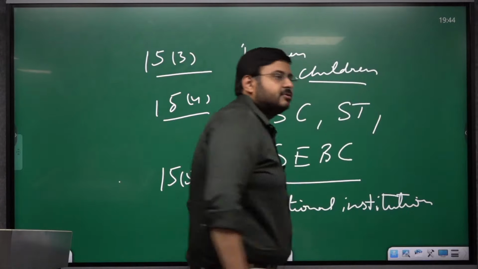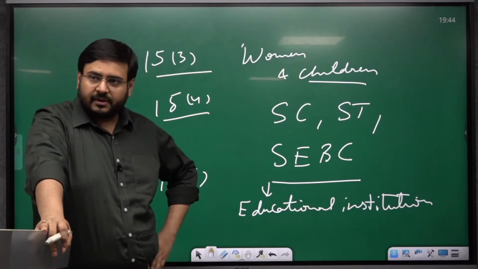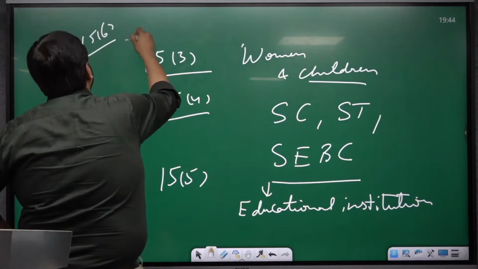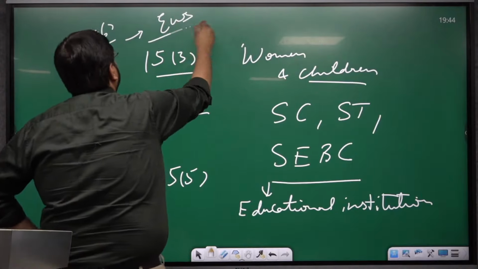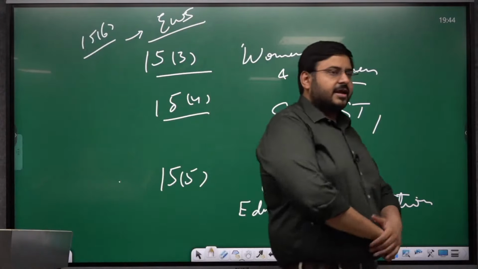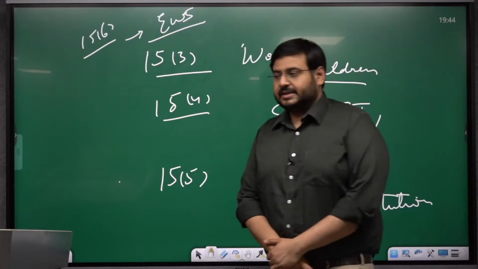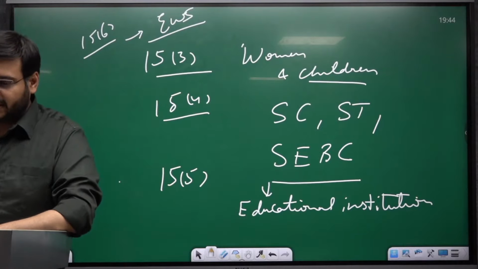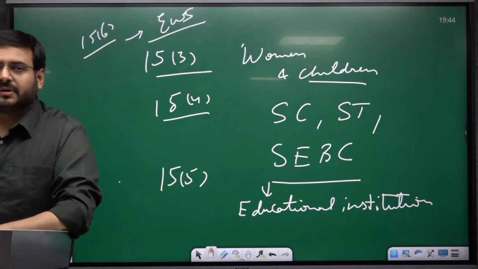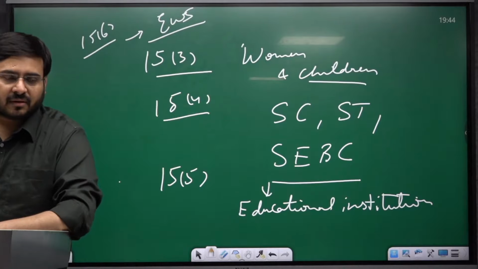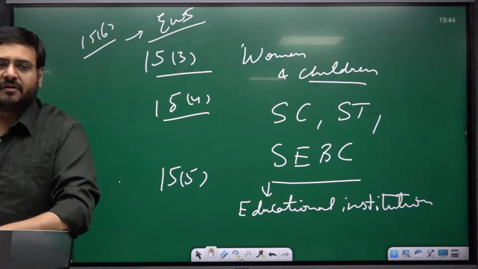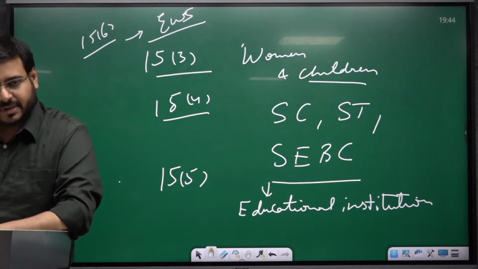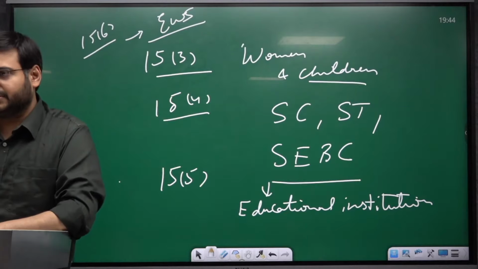Okay, for educational institution. Are we clear? And there is 15.6. It provides the rights for the reservation for the economically weaker section. So nothing in this article can stop the state from making any provision for the economically weaker section. Yes, beta? 4 means in general, 5 means only particularly for educational institution. Okay, particularly for educational institution.